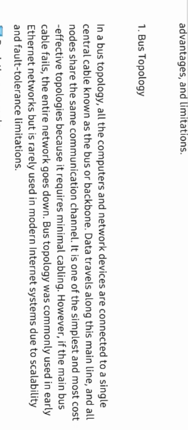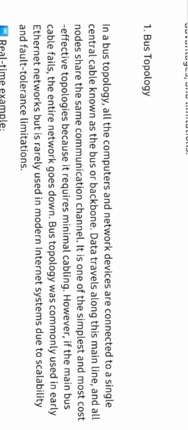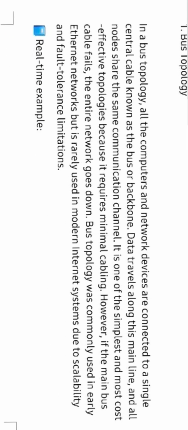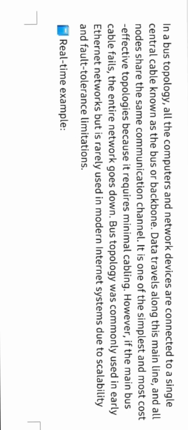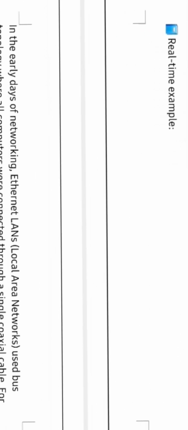First, bus topology. In a bus topology, all the computers and network devices are connected to one single cable, which we call the bus or backbone. All the data from every device travels through this main cable and all nodes share the same communication path. This topology is simple, easy to install and cost effective because it uses very little cabling. But the main drawback is that if this single backbone cable fails, the entire network stops working. Because of this limitation, bus topology was used mostly in older Ethernet networks and is not common in modern internet systems.